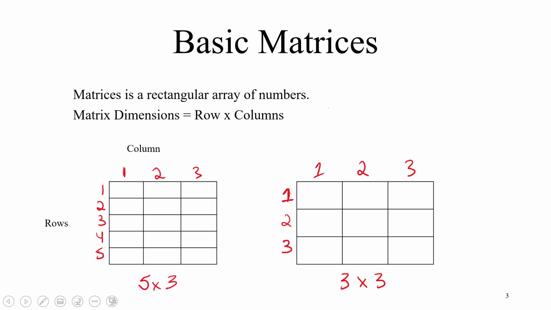For basic matrices, a matrix is just a regular array of numbers, a rectangle with an array of numbers. A matrix goes by rows by columns. In this one, we have 5 rows and 3 columns. And on the second one, we have 3 rows and 3 columns.